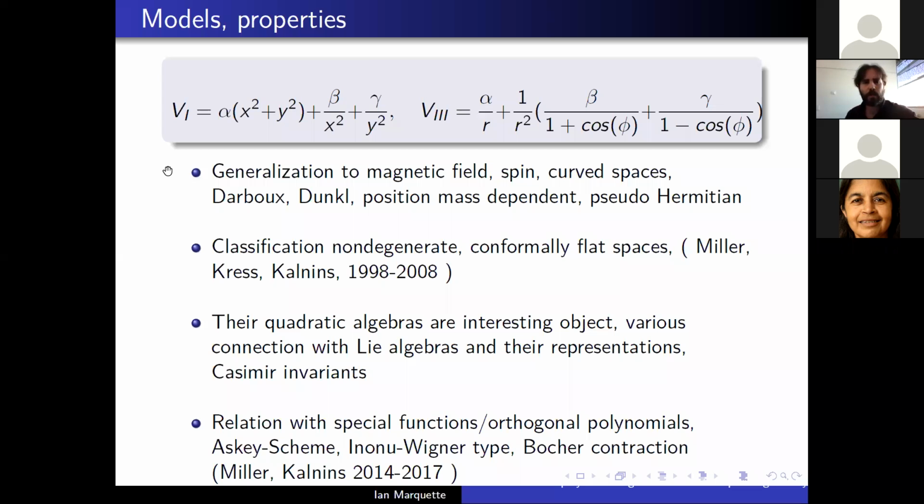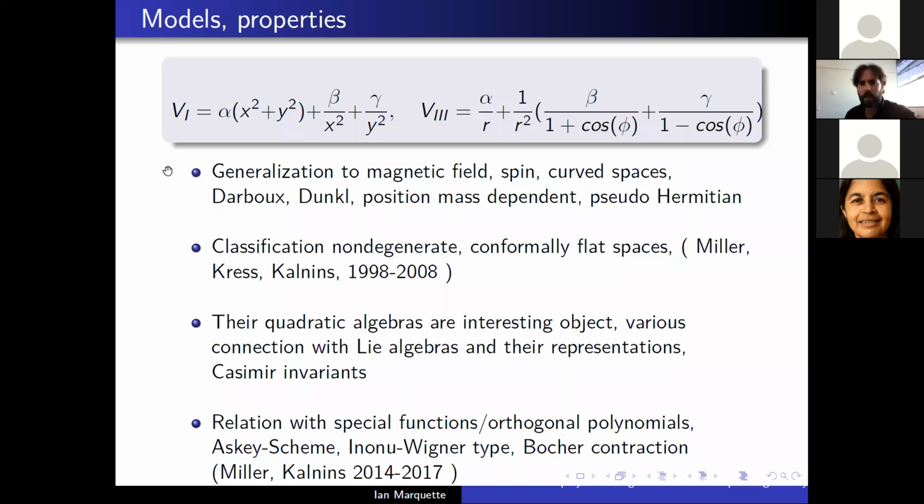For example, the first one can be separated in Cartesian and polar coordinates. The third one in terms of polar and parabolic types of coordinates. And for the last 20 years, there has been a lot of work done on generalization, for example, with magnetic field, spin, on curved space, on Darboux space, with Dunkl operator, position-dependent mass systems, even pseudo-Hermitian models.